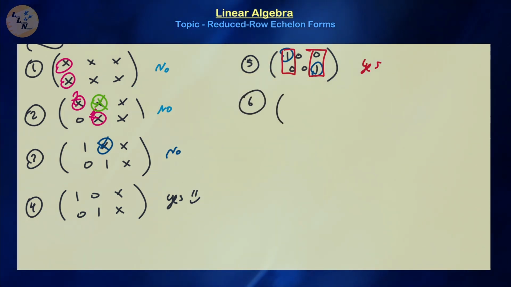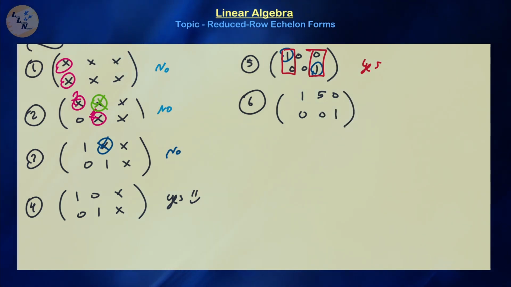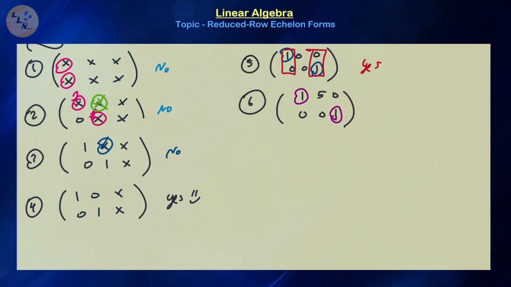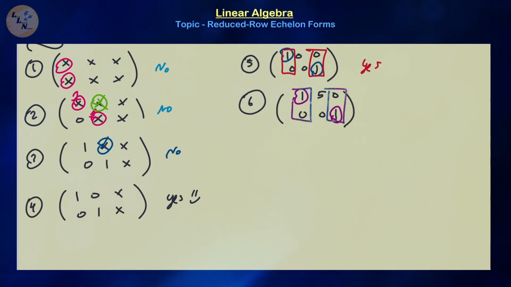Next scenario, what if I have 1, 5, 0, 0, 0, 1? Is this in reduced row-echelon form? Take a moment and think. So notice our leading coefficients are there. Those are our pivots. Notice that there are zeros located everywhere else in those particular columns, so that checks out. All of our zero rows are at the bottom, even though they technically don't exist here. And that's all the requirements of reduced row-echelon form. Therefore, this is in reduced row-echelon form.